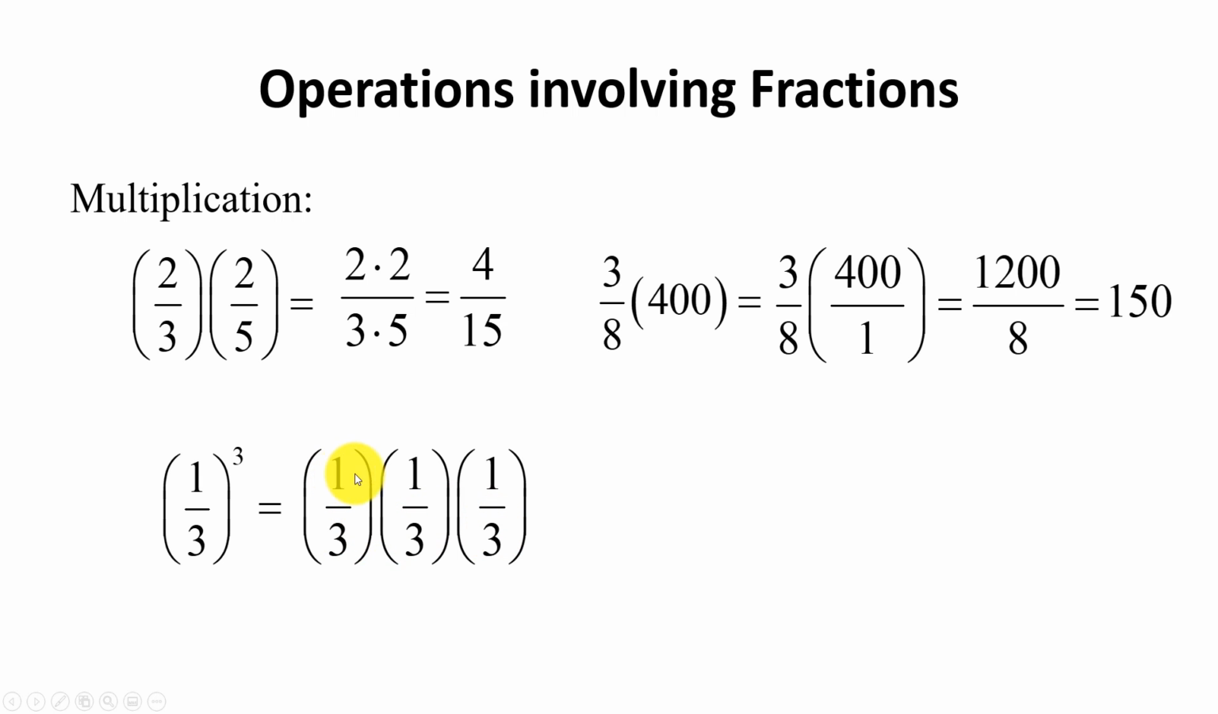Now we multiply the numerators, 1 times 1 times 1 over 3 times 3 times 3, and this becomes 1, because again we are multiplying, and this is not 9, we are not adding, we're multiplying. 3 times 3 times 3 gives us 1 over 27.